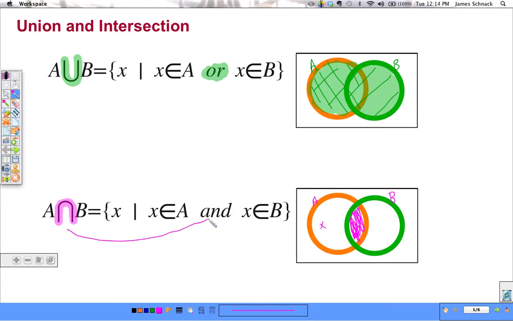Intersection goes with the word and. Union goes with the word or. Something you're going to have to keep straight.